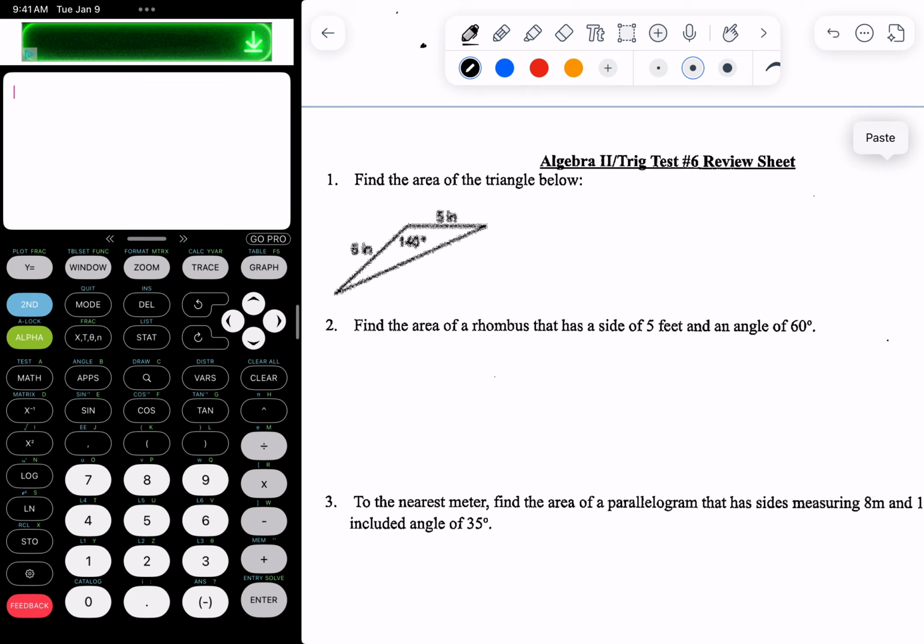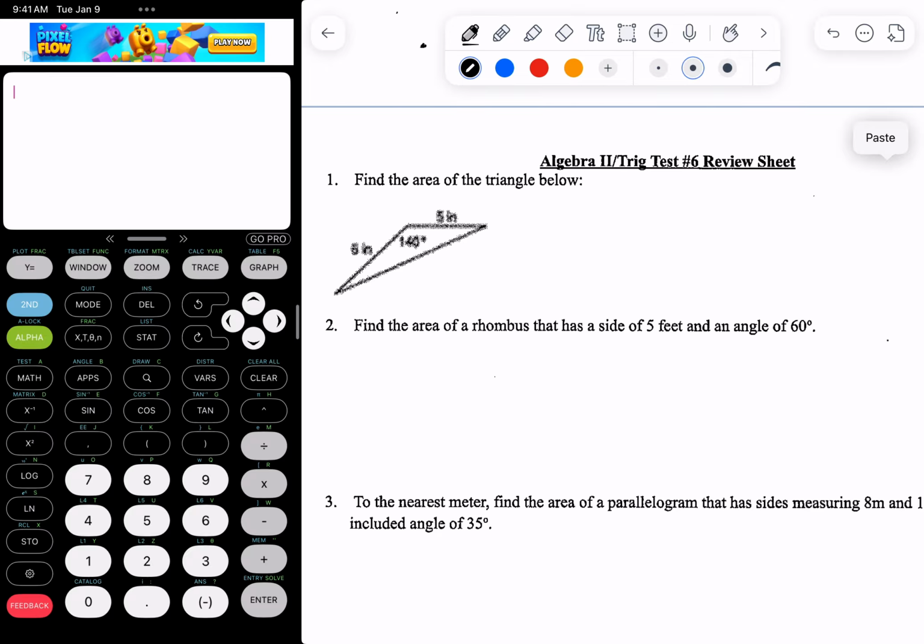Okay, now we're on the next part, test number 6. To find the area of the triangle, the formula is actually given to us on the reference sheet that we will be getting on the test. It's half of AB sine C.